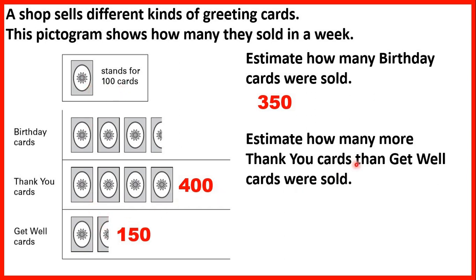Now the question asks how many more, so we need to find the difference, and to do that we use subtraction. Now 400 minus 150 is 250, and you might need to use column subtraction here, but that means that 250 more thank you cards were sold than get well cards. 400 is 250 more than 150.